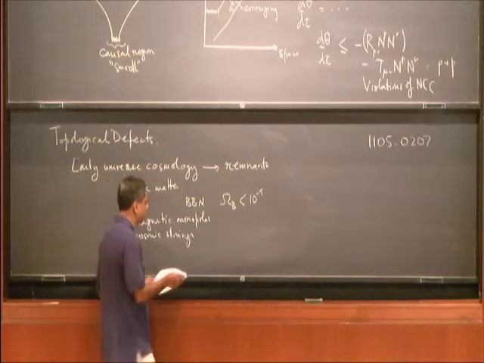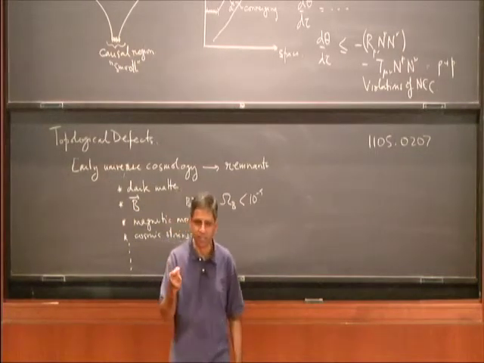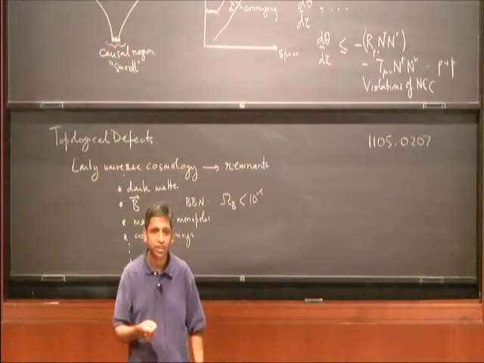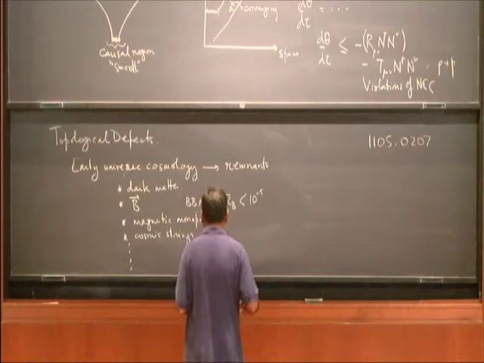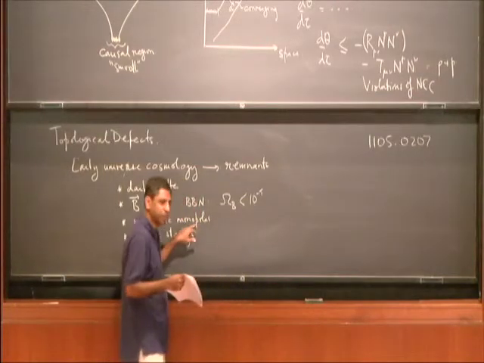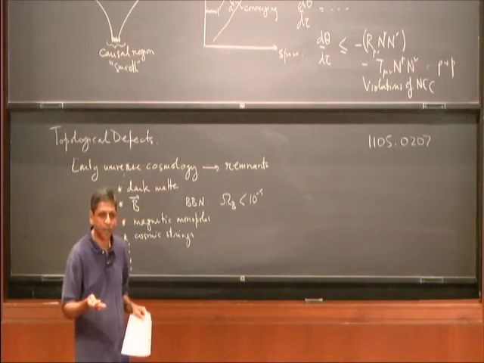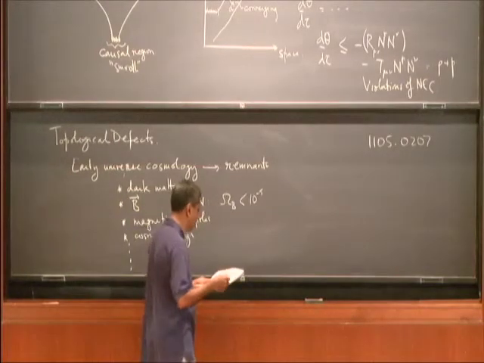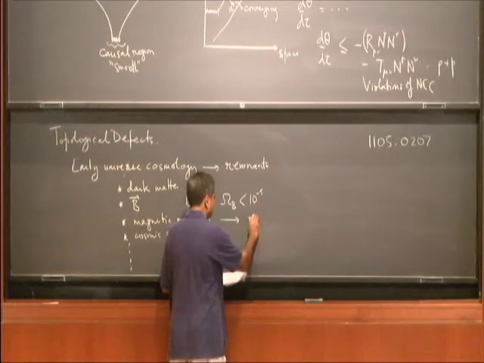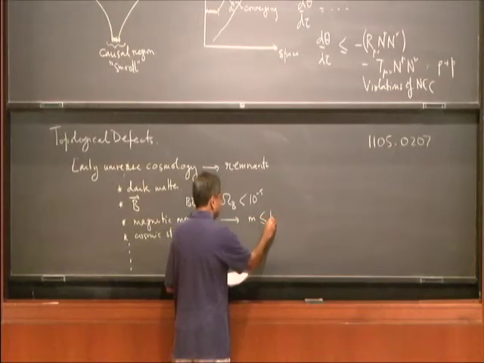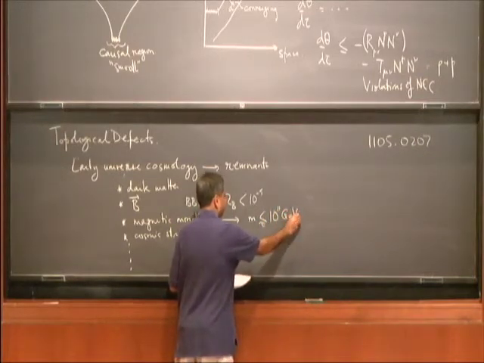For magnetic monopoles, if you take one monopole per horizon at formation and you calculate the density today, and you require that the density be less than critical today, then this gives you that the mass of the monopole has to be less than about 10 to the 11 GeV.